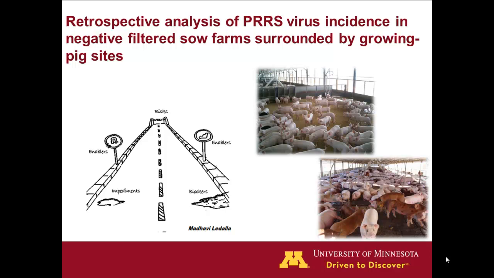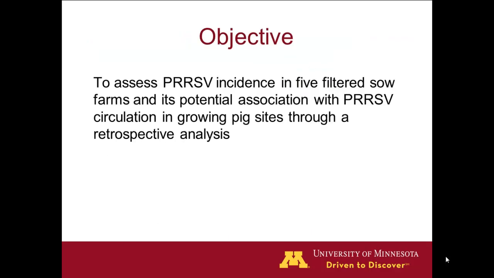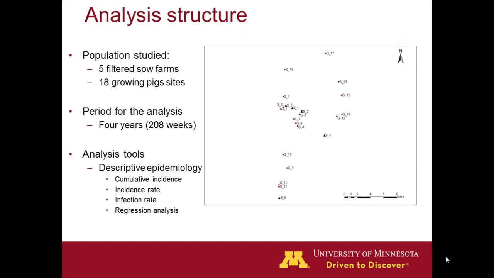And why 5? Well, if you look at the area map here, Paul was talking about the sub-region, this one, right, in the beginning. But we decided to go beyond this region and consider the whole production system just to increase the sample size of the analysis. It's basically the same characteristics that Paul mentioned, but we are including more sites. So we're including 5 filter sow farms and also 18 growing pig sites. So if you look at this area, we're talking about a radius of 12 miles.